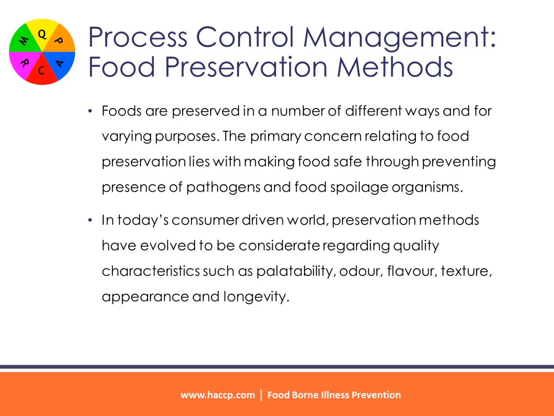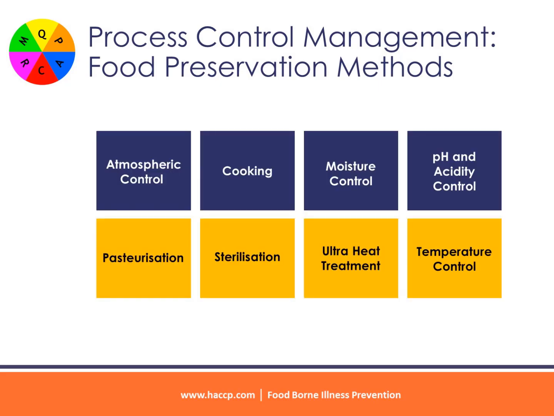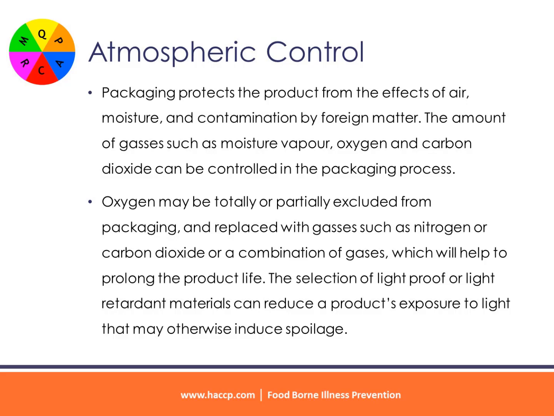The primary concern relating to food preservation lies with making food safe through preventing presence of pathogens and food spoilage organisms. In today's consumer-driven world, preservation methods have evolved to be considered regarding quality characteristics such as palatability, odor, flavor, texture, appearance and longevity. Food preservation methods include atmospheric control, cooking, moisture control, pH and acidity control, pasteurization, sterilization, ultra-heat treatment, temperature control.